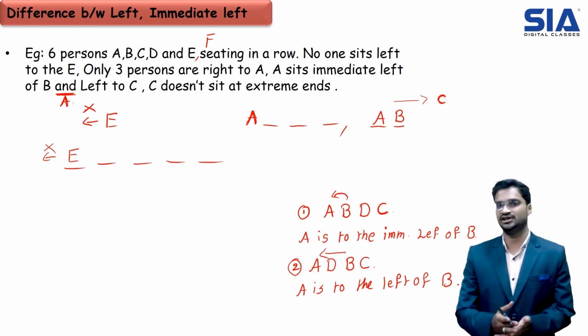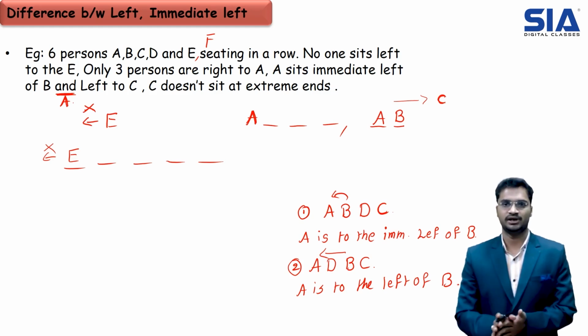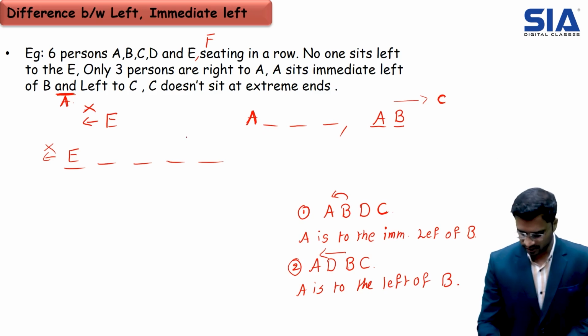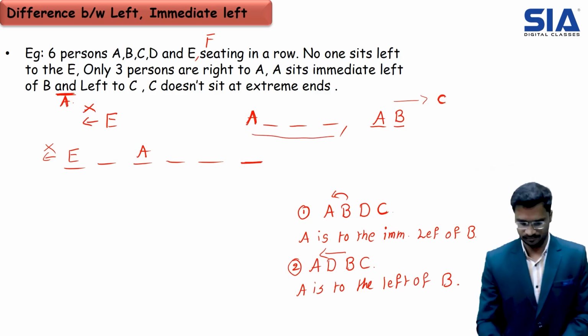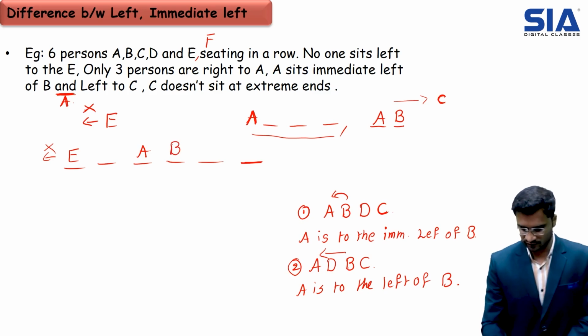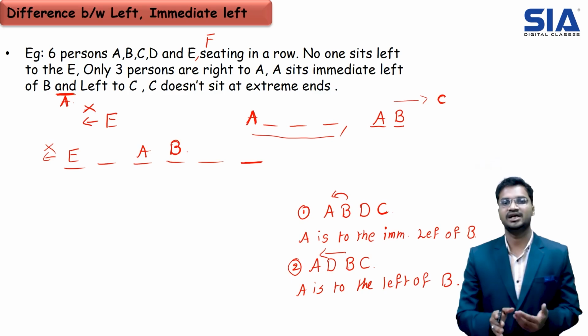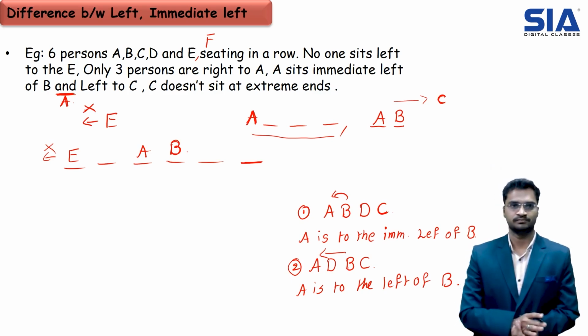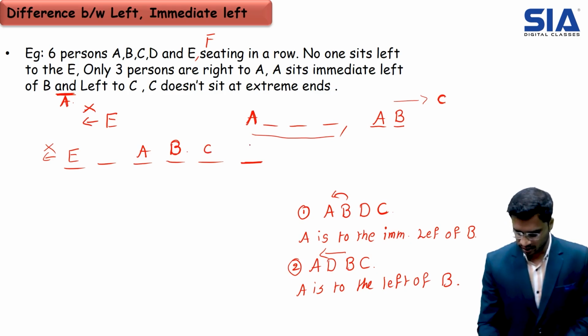So these are the conditions. Regarding using these conditions, I have to solve this particular thing. We know that to the right side of A, there are how many persons? There are 3 persons. B is to the right of A, or A is sitting immediately left of B, and A is to the left of C. So C can be here or here.